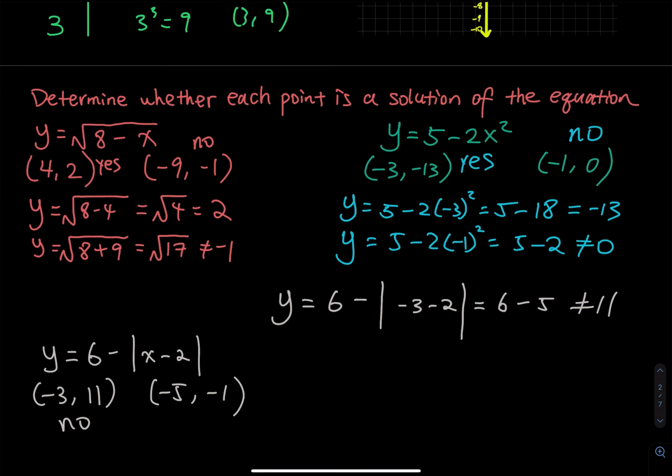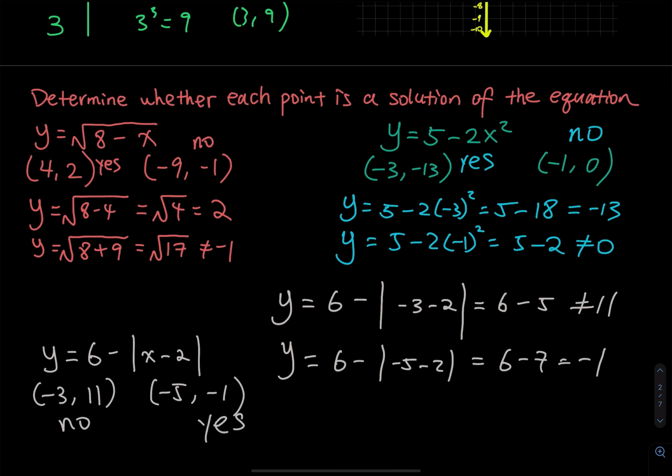How about the other one? y equals 6 minus the absolute value of -5 minus 2. So -5 minus 2 is -7. Take the absolute value of that, remove the negative, we have 6 minus 7. That is equal to -1. So this is a solution of the equation. By the way, when you say a point or ordered pair is a solution of the equation, that means when you graph the equation, the point is on the line or on the curve.